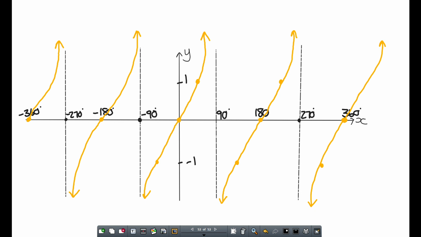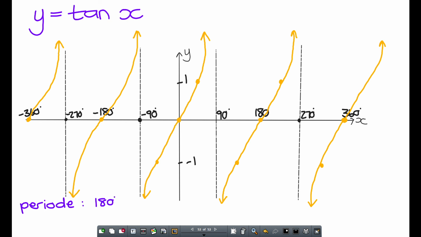Nou, wat is my periode? So hierdie was y is gelyk aan tan x. You guys have this on your page. Okay, so what's the period? Wat is die periode van 'n tan grafiek? Met ander woorde, hoeveel grade neem dit om hom te voltooi? 180 grade. Okay. Wat is my amplitude?